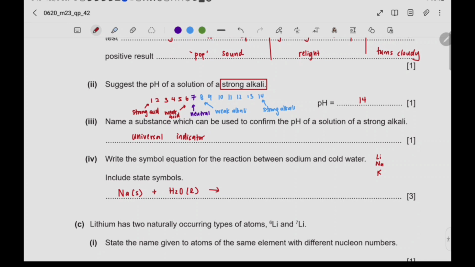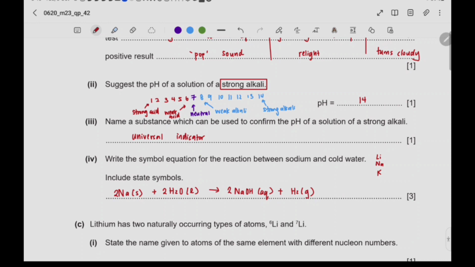So I should get sodium hydroxide solution and hydrogen gas, because you can see the fizzing, right? To get them balanced, you can see here I have an odd number of hydrogen, so I times 2 here. So I can get 4 hydrogen here, I times 2 here, and then I times another 2 here. So it should be balanced.